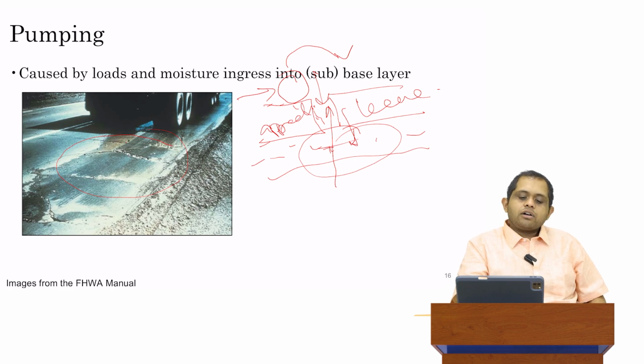So you have a crack where moisture has seeped in, and now you have this heavy load which has gone on it. And because of this alternating action of the approach slab and the leave slab, pore pressure is developed inside the base layer, and that is causing the water to be ejected out of the crack or the slab. But it's not going to be just water.